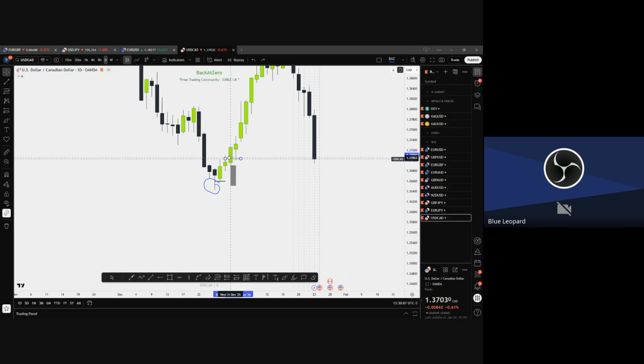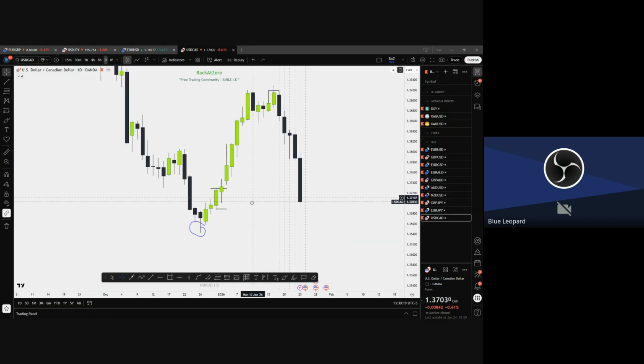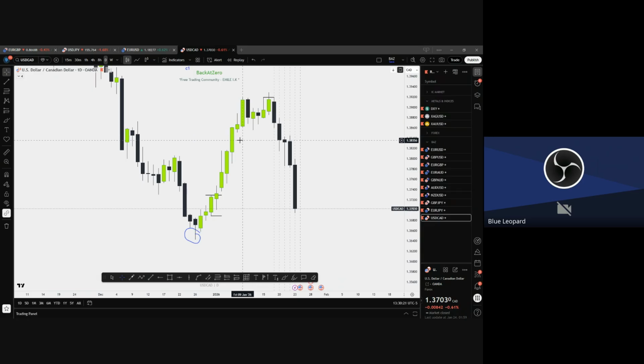After that, we closed bearish, we closed bullish, we closed in a breakout. What did price do? Continue higher. After that, what did price do? Close bullish. What did price do again? This is USD CAD. It's not even gold, but look at what you could have taken from the market.